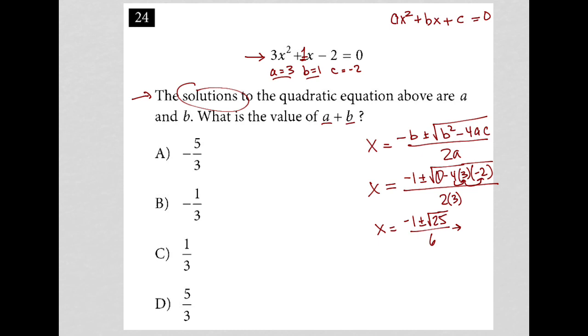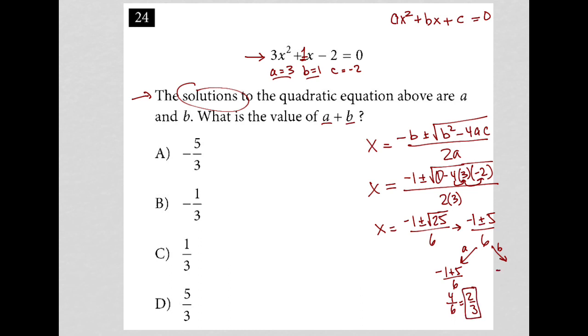To move on with this, I have -1 plus or minus 5, because that's the square root of 25, all over 6. And therefore here finally come my two solutions, one of which will be a, and one of which will be b. The first is -1 plus 5 over 6. -1 plus 5 is 4, so this becomes 4 over 6, which can reduce down to 2 over 3. So there's one of my answers. That's my A, I'll call it.